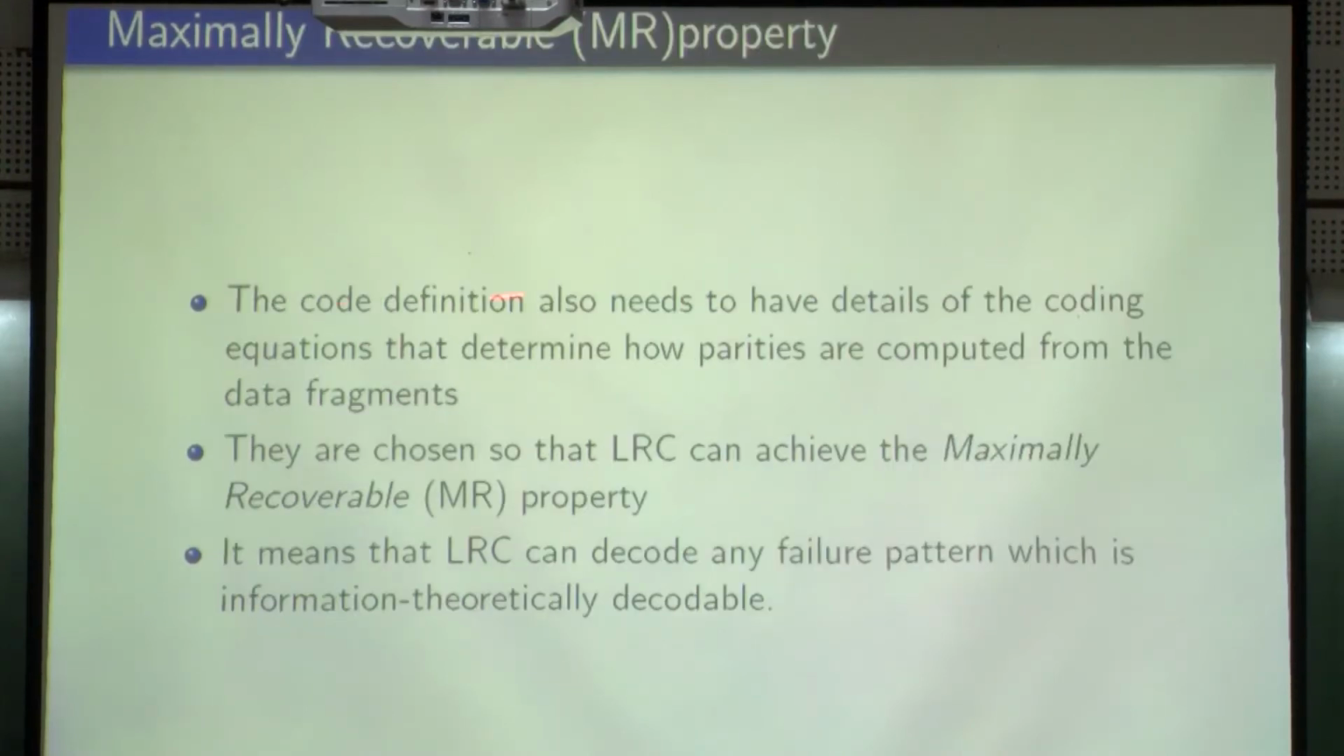The code definition also needs to have details of coding equations that determine how parities are computed. Sometimes you can choose coding equations so that LRCs achieve the maximal recoverable property. There are many codes that are not decodable for some patterns, and I will come back to that. LRCs cannot recover some failure patterns, but they can have the maximally recoverable property. It means that the LRC can decode any failure pattern which is information theoretically possible. Now, the formulation of information theoretically possible is a bit different, and I will not go much into the details in this lecture.